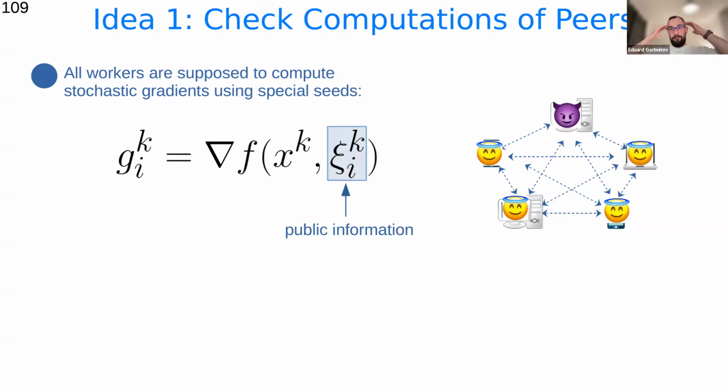First of all, we assume that stochastic gradients are computed using some seeds for a pseudo-random generator. This information is public, meaning that at each step everyone can calculate the sample which was used for computation of the stochastic gradient at each worker. So in general, it means that computations are verifiable.